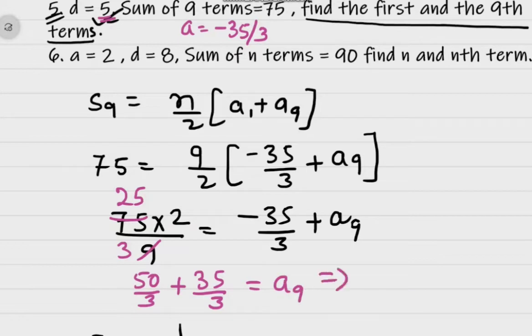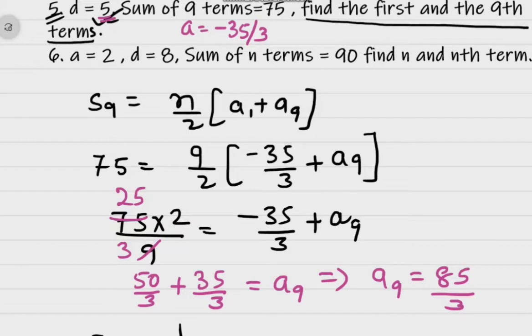Now from here you can see that a9 is equal to 85 by 3, isn't it? It will become 85 by 3. So this way you can calculate the value of the first term and the ninth term.